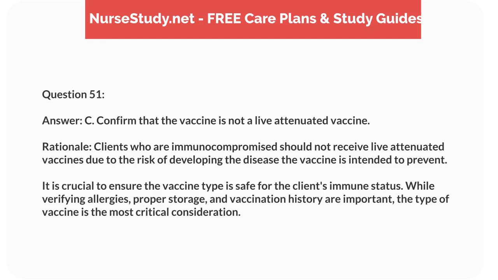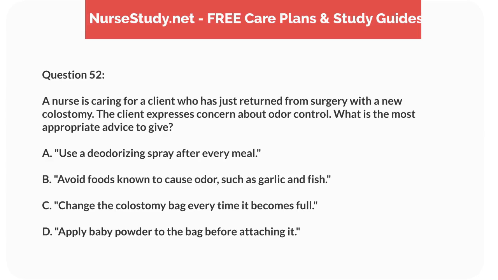Rationale: clients who are immunocompromised should not receive live attenuated vaccines due to the risk of developing the disease the vaccine is intended to prevent. It is crucial to ensure the vaccine type is safe for the client's immune status. While verifying allergies, proper storage, and vaccination history are important, the type of vaccine is the most critical consideration. Question 52. A nurse is caring for a client who has just returned from surgery with a new colostomy.